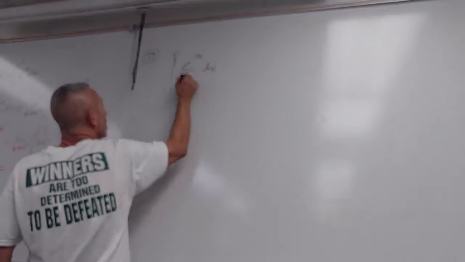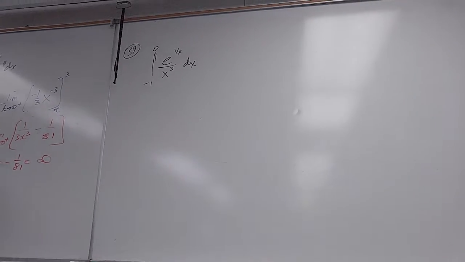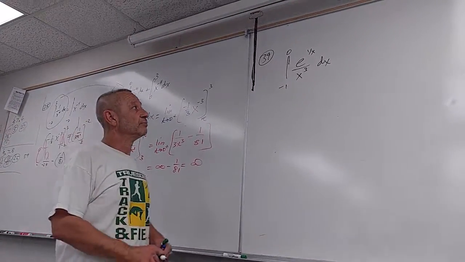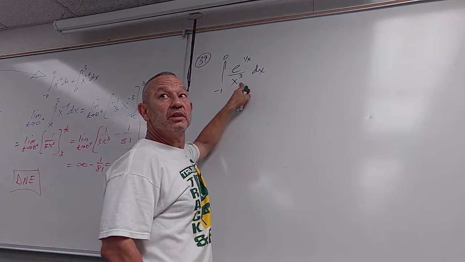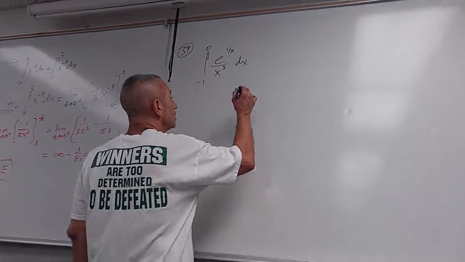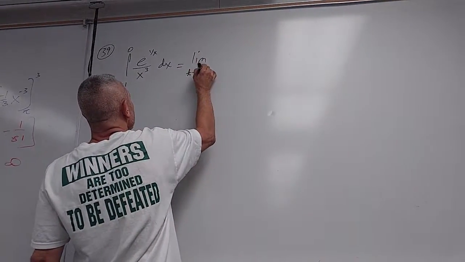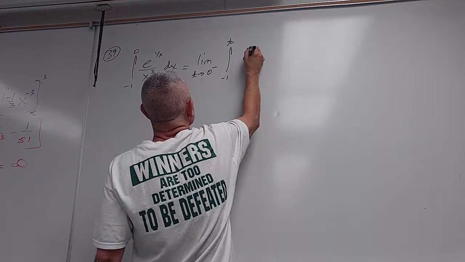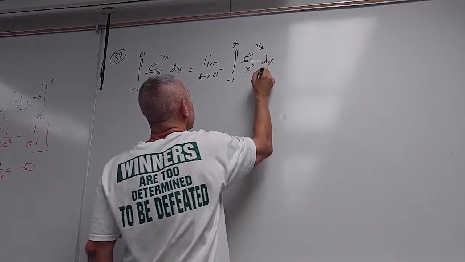x cubed in the denominator? Well, let's see, x cannot equal 0 there, can it? Not only in the exponent here, but in the denominator of the fraction overall. So it looks like we're going to have to do the limit as t approaches 0 from the left, integral minus 1 to t e to the 1 over x, x cubed dx.